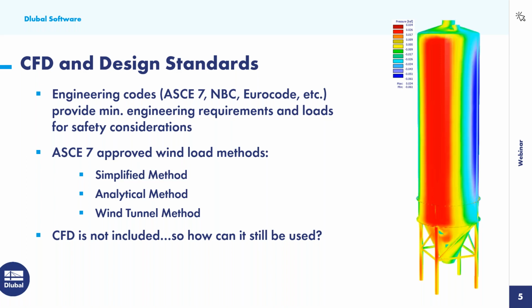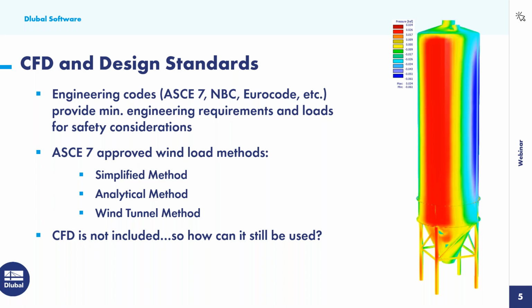When we look at the ASCE 7 in particular, there are 3 approved wind load methods. The first is the simplified method. This should really be carried out for simple, symmetric, and short structures that have no unique environmental factors. Then we have the analytical method. This is for structures that fall outside that simplified method, but are still considered regular. And finally, we have the wind tunnel method. This is going to be for all other structures that are considered irregular. And you'll notice here that CFD is not included in this list.